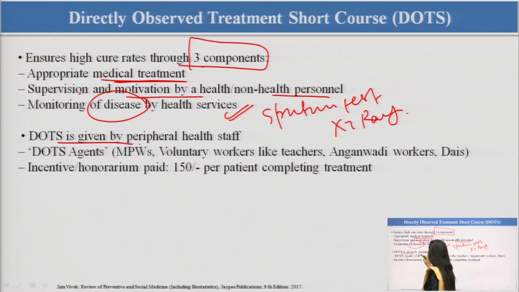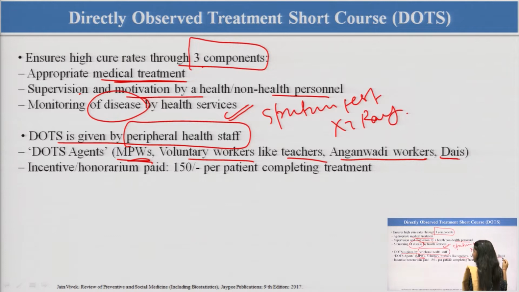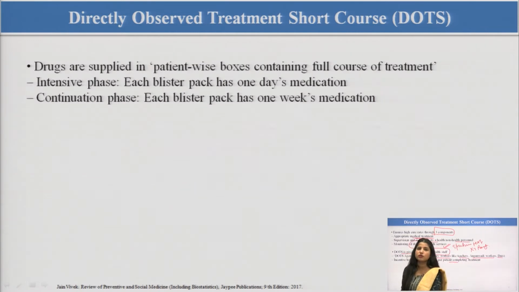Now, DOTS is given by peripheral health staff. Who are the peripheral health staff? Like multi-purpose workers, voluntary workers, teachers are involved in this, Anganwadi workers are involved, DAIs are involved, and on successful completion of the treatment, we are providing some incentive to these DOTS agents. So, it is here 150 per patient for completing the treatment. This is under our Revised National Tuberculosis Control Program.